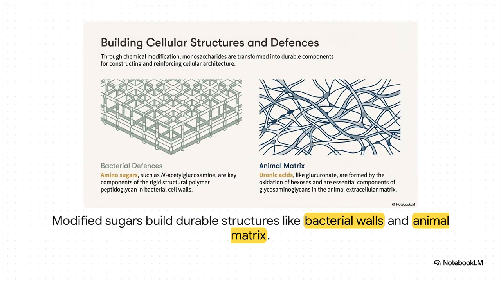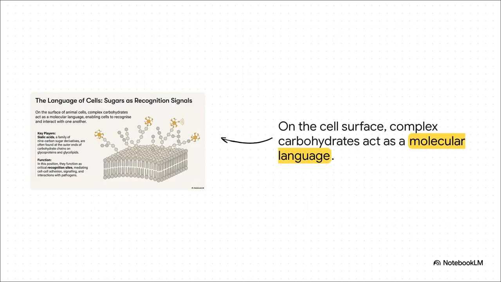And don't think they're just about energy and information. Nope. With a few chemical tweaks, these sugars become incredible building materials. Amino sugars, for example, form the super-rigid cell walls that protect bacteria. Meanwhile, uronic acids create the stuff called the extracellular matrix that literally holds all of our own cells together. Now this is really cool. On the surface of our cells, these sugars act like a molecular language, almost like tiny antennas. Sugars like sialic acids often sit right at the tip of these chains, and they act as crucial recognition sites. They're involved in everything from how cells stick together and send signals to how they interact with viruses and bacteria.